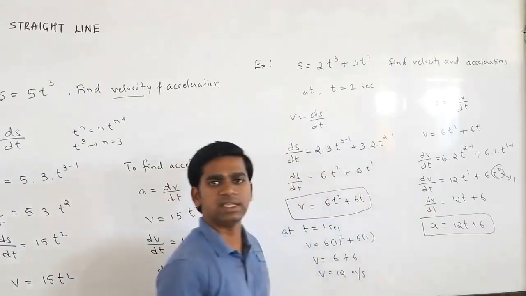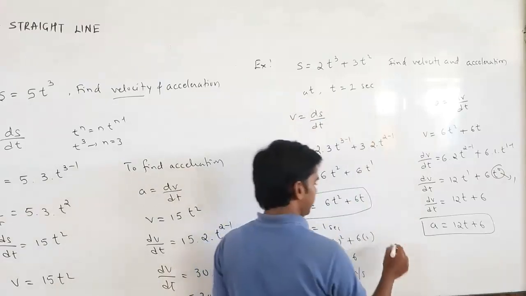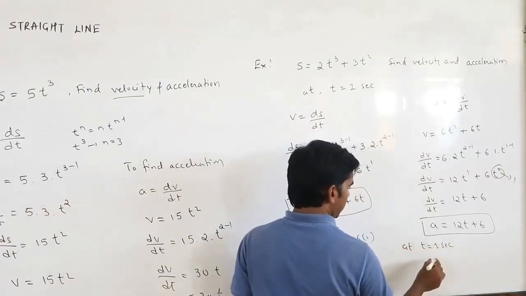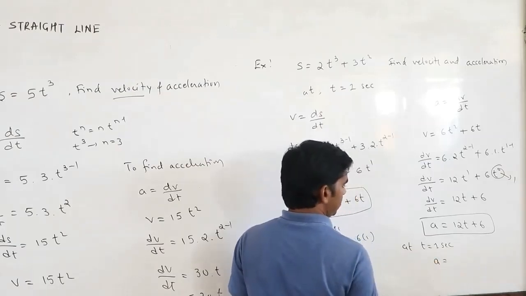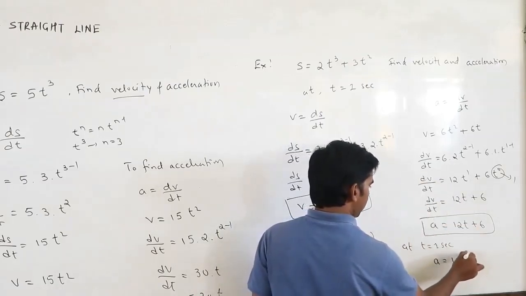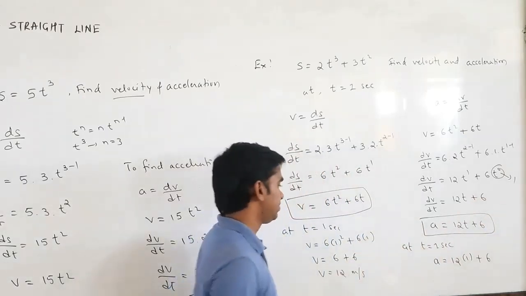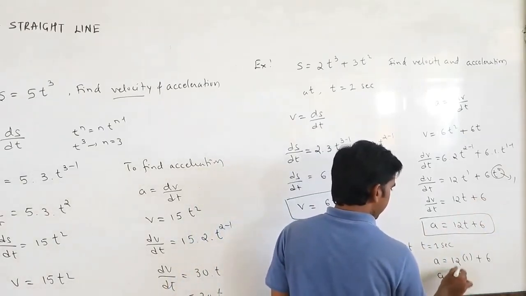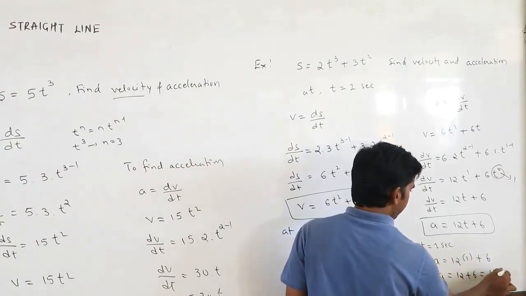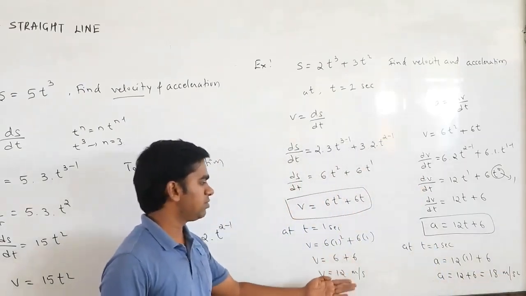Okay. Now they are asking acceleration at t equals to 1 second. So what you can write? Acceleration is equals to 12 into, substitute wherever t is there, 1. So 12 into 1 plus 6. Here t is not there, so no need to worry about that one. So a equals to 12 into 1 is 12 plus 6. So a equals to, this will become 18 meter per second square.